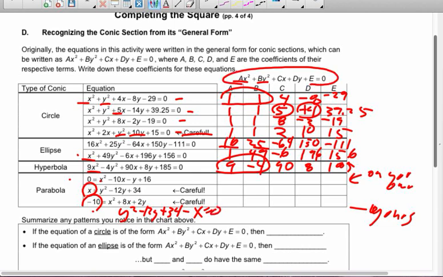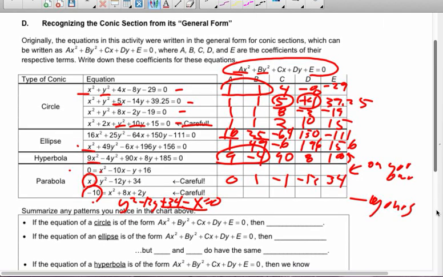Okay, so A is the coefficient of my x squared term. We don't have an x squared term, so that means my A is 0. B is the coefficient of my y squared term. It's 1. C is the coefficient of my x term, so it's a negative 1. D is the coefficient of the y term. It's a negative 12. And E is my constant, so it is 34. And then the other two are the same.